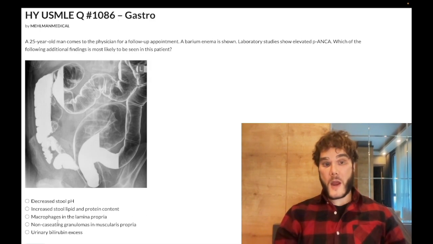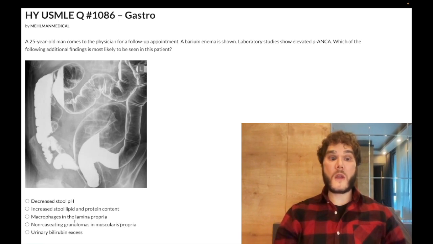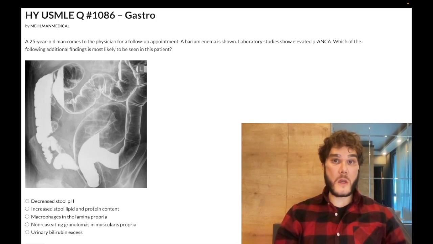Choice D, non-caseating granulomas in the muscularis propria, wrong answer, refers to Crohn. You can get the non-caseating granulomas in all of the layers of the bowel: mucosa, submucosa, muscularis propria, serosa, adventitia. It's transmural Crohn disease. But one of the highest yield, pass level points for USMLE is, Crohn on histology, you can get non-caseating granulomas. UC, you don't get them. So you're left with choice C, correct answer.